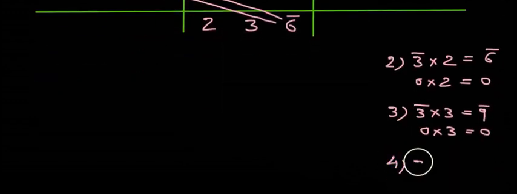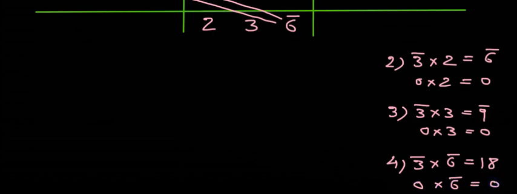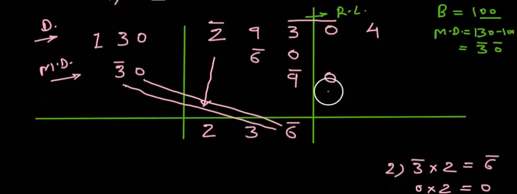Step number 4: negative 3 multiplied by negative 6 is equal to positive 18, and 0 multiplied by negative 6 is 0. Now write these two products, 18 and 0. Write 18 below the fourth digit in the fourth column and write 0 in the fifth column below the fifth digit in the dividend. In this step we covered these two digits.